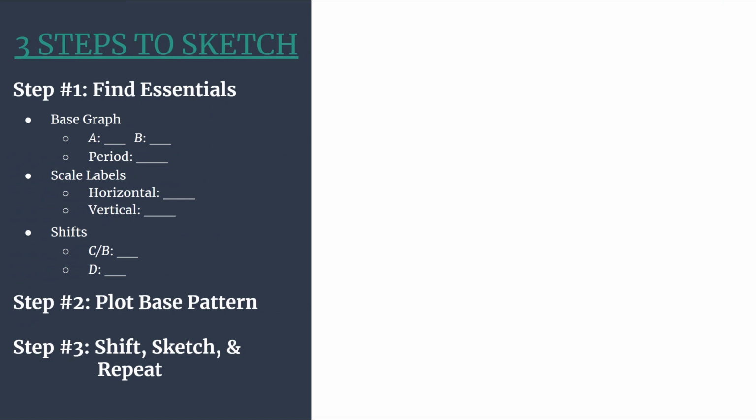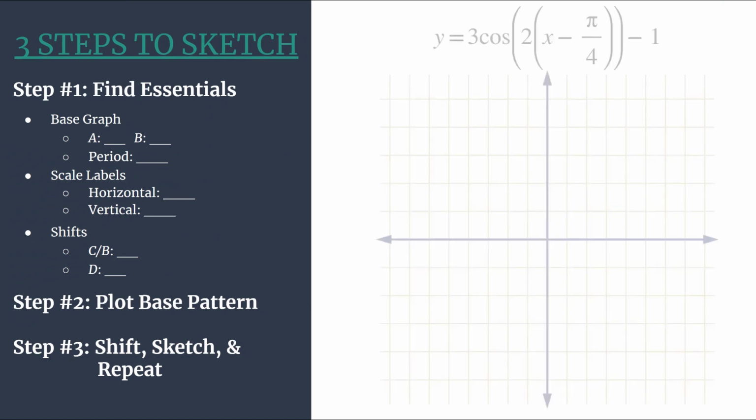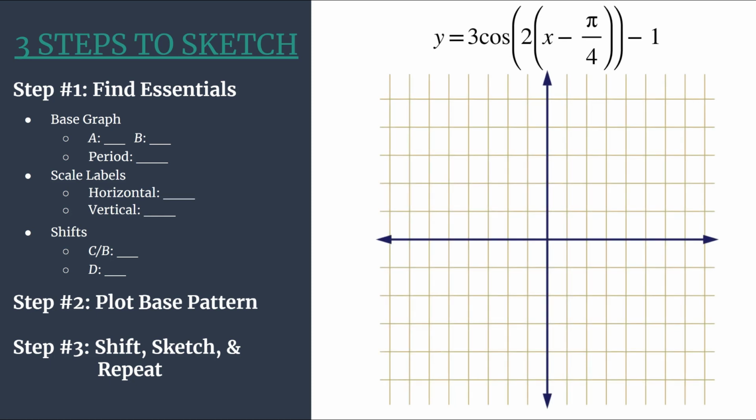We have our 3 steps outlined on the left, and here is our equation. We factored out that 2, so we can easily see that phase shift of pi over 4. All right, let's jump right into step 1, find our essentials. This is really where we analyze everything that's going on with this equation so we can get a really nice graph. Okay, we see that A is 3, so we know our amplitude is 3, or that's the distance from the midline up to a maximum or down to a minimum.